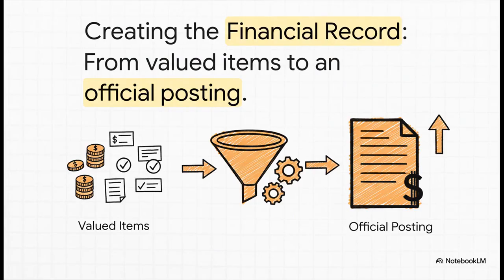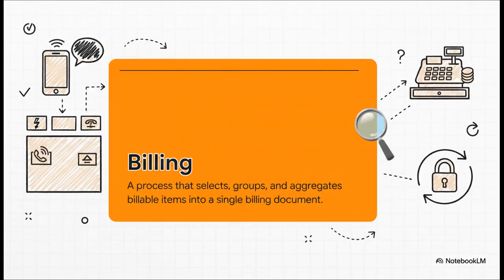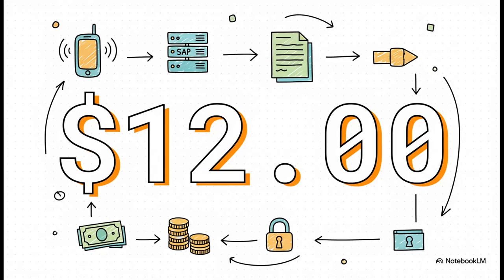Okay, so now that we have valued items, it's time to create an official financial record. And that brings us to the really crucial stages: billing and invoicing. This is where it gets real. So billing is where all those separate items get grouped into one single document for the customer. In our example, all those charges for voice, data, and SMS add up to $12.